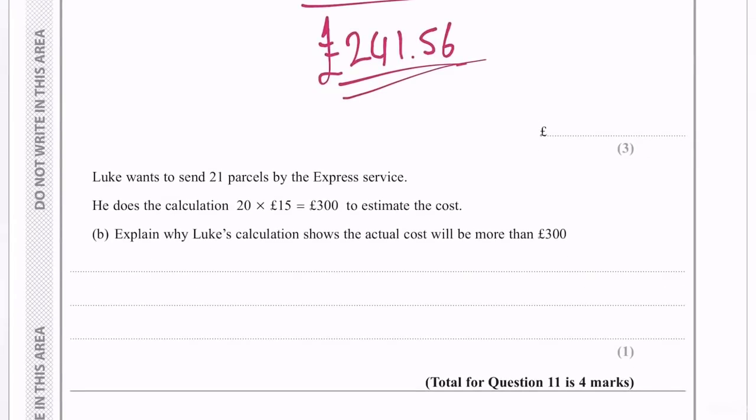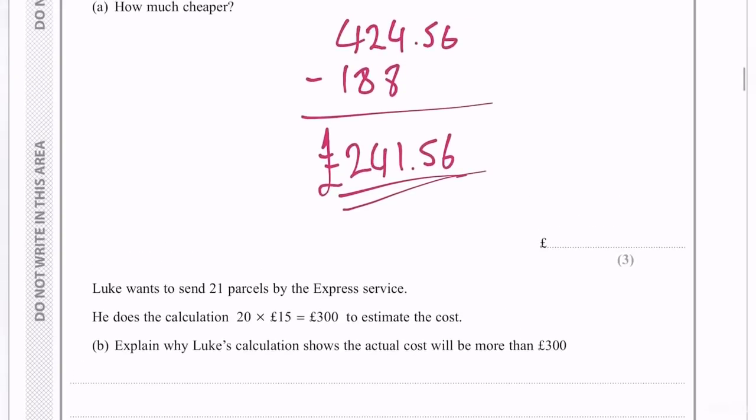Part B, Luke wants to send 21 parcels by the express service. He does the calculation 20 times 15 equals 300 to estimate the cost. Explain why Luke's calculation shows the actual cost will be more than 300. Well, let's have a look. That was using the express service. So how's he rounded that there?